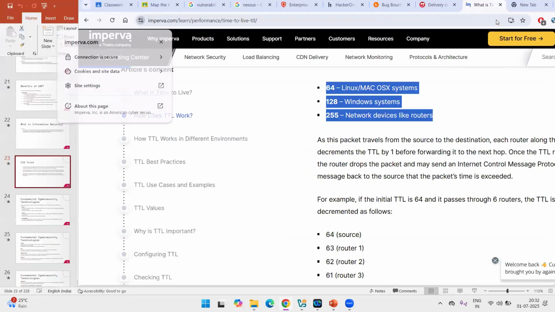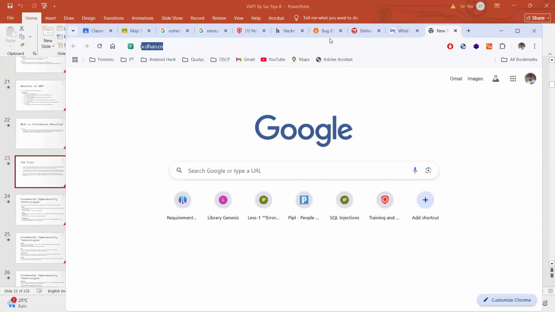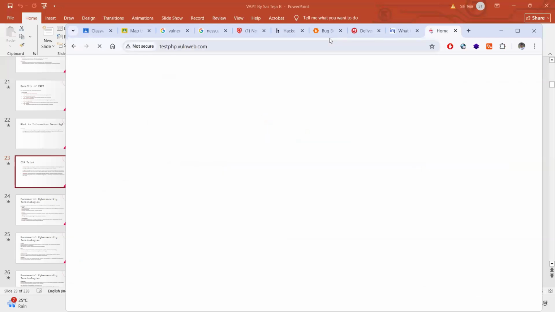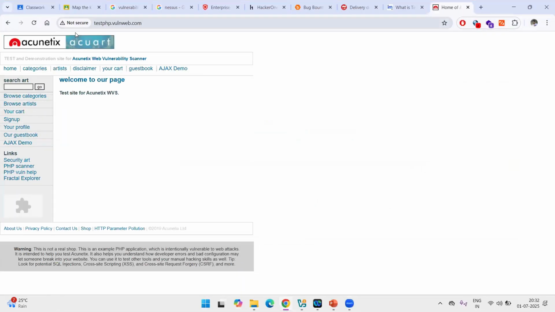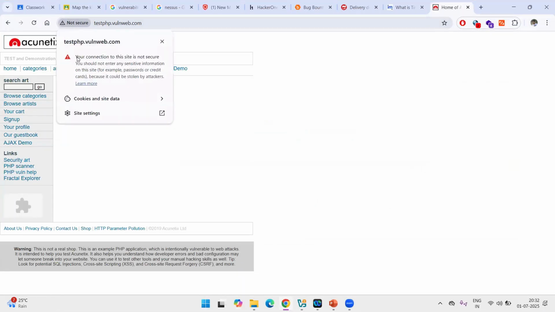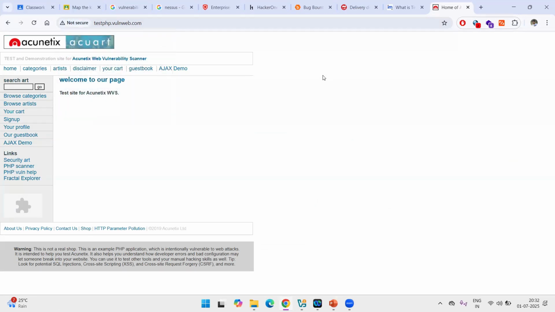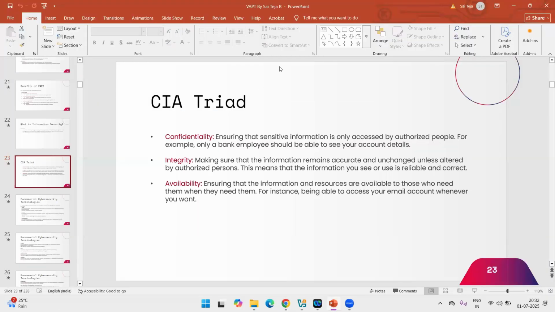But if you go to any other website with no HTTPS, it says not secure, and your connection to the site is not secure. You should not enter any sensitive information on the site, for example passwords, credit card details, and so on. Understand? Yes. I think we'll discuss this more technically in the upcoming session, but this is a high level view.